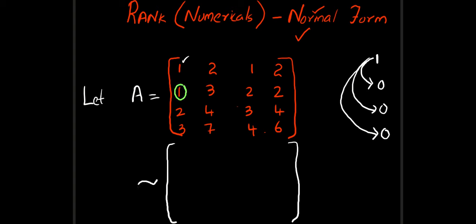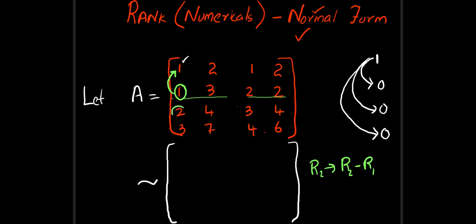Look at this. I want this element to disappear, and I have to use this one. I can see very clearly 1 minus 1 into 1 will be 0. So I'm going to write R2 changes to R2 minus R1, because this 1 is in the second row and 1 minus 1 will give me 0. But the whole row should change.